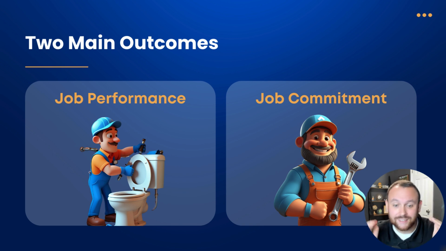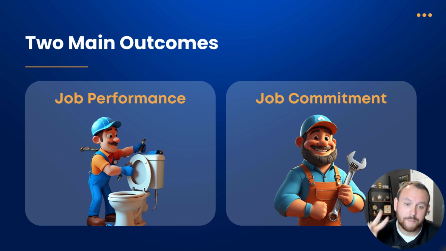The second thing we're looking at is job commitment. That can be how long someone is going to stick around at an organization. Are we providing the type of environment that they want to stay in long term? There are four key areas, which we'll talk about on the next slide, but everything ultimately boils down to these two main outcomes: employee job performance and organizational commitment.